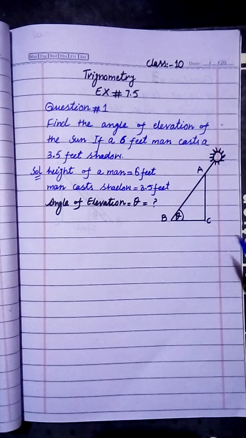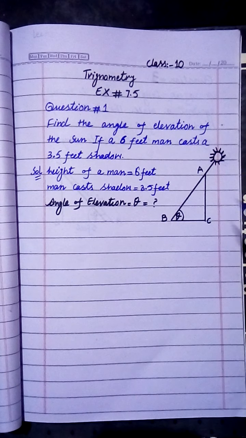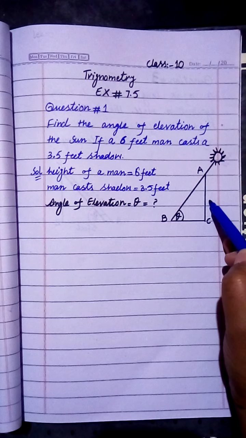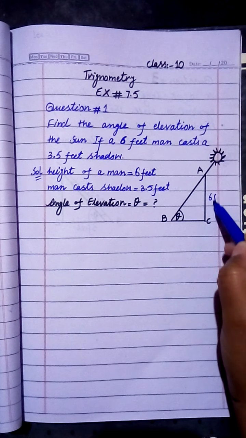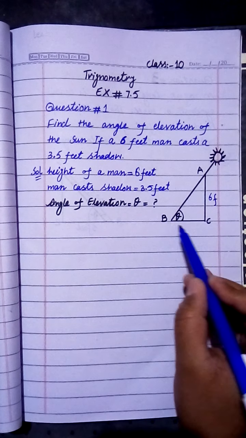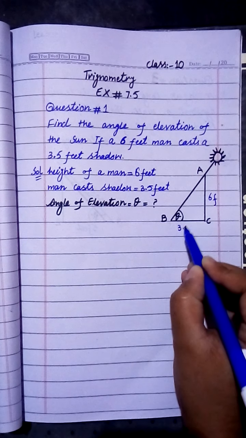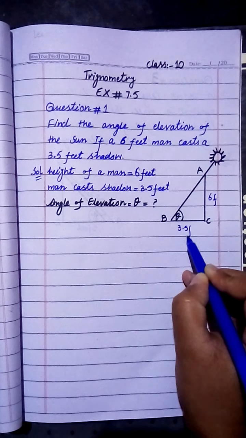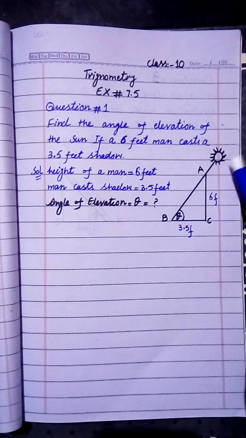Now, first of all, you have to draw the sun here. That is the sun, and that is the man. Its height is 6 feet. The shadow will be on the earth, on the base, so it means 3.5. Now you are going to find the angle of elevation of the sun.